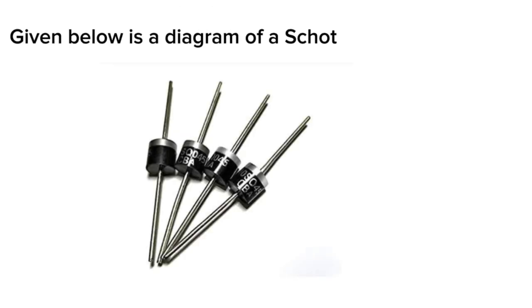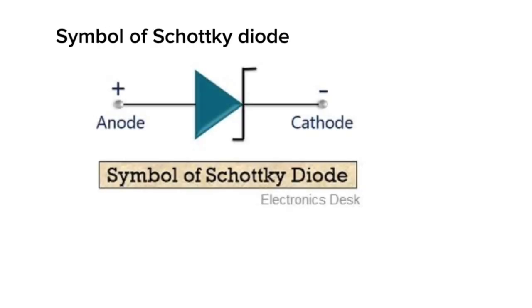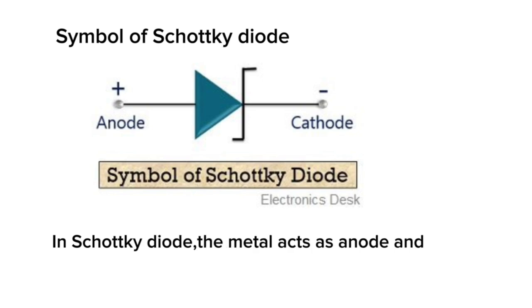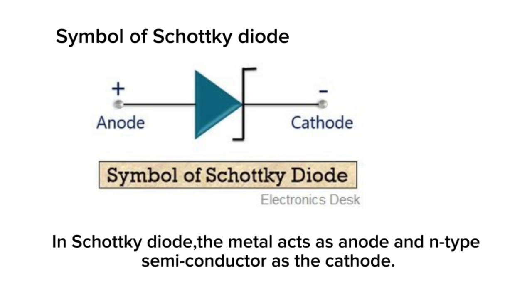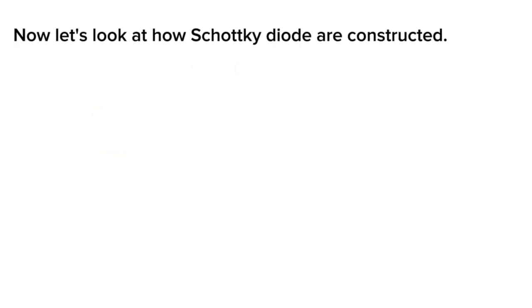Given below is a diagram of a Schottky Diode. Symbol of Schottky Diode. In Schottky Diode, the metal acts as anode and N-type semiconductor as the cathode. Now let's look at how Schottky Diode are constructed.